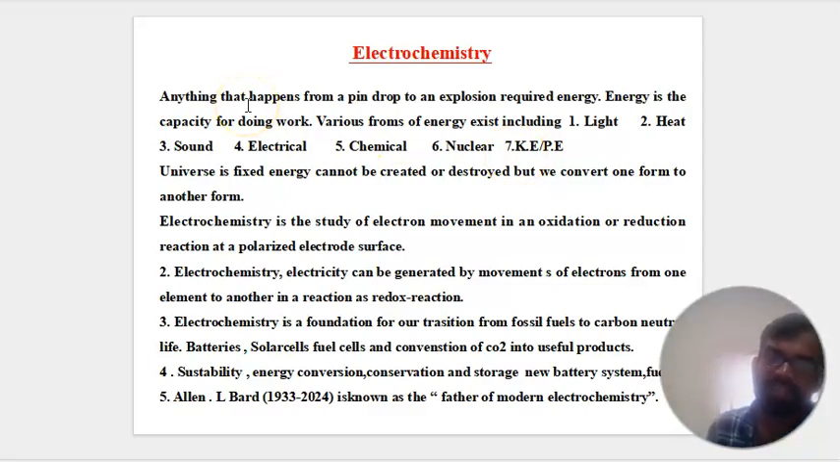Electrochemistry: anything that happens, from a pin drop to an explosion, requires energy. So energy is the capacity for doing work. Various forms of energy exist, including light energy, heat energy, sound energy, electrical energy, chemical energy, nuclear energy, potential energy, kinetic energy. The universal truth is that energy cannot be created or destroyed, but we can convert one form of energy to another. That is the basic fundamental truth about energy.